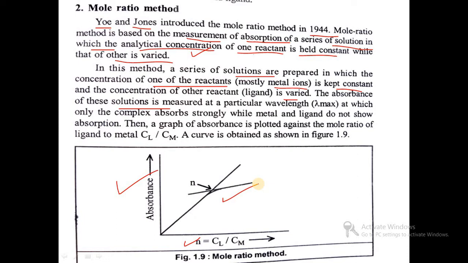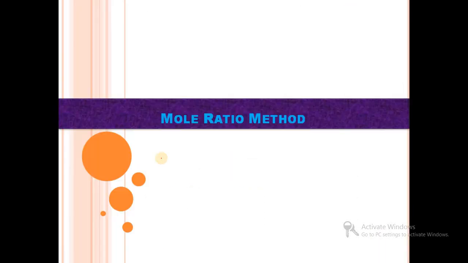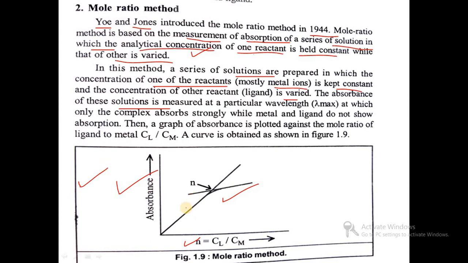In a multiple choice question they will ask which type of graph the mole ratio method gives, this type of graph or that type of graph. So the nature of the graph in the mole ratio method is like this. In this case, the concentration of one reactant is constant while the concentration of the ligand is varied, but in Job's method both concentrations are varied.